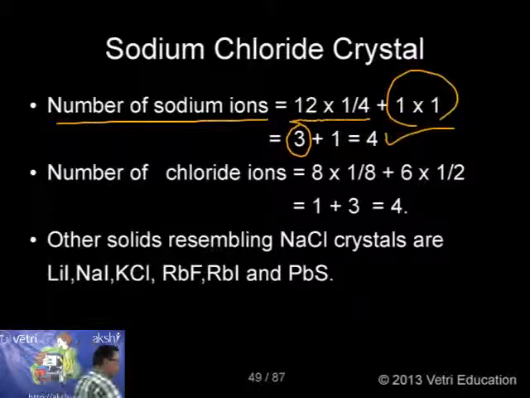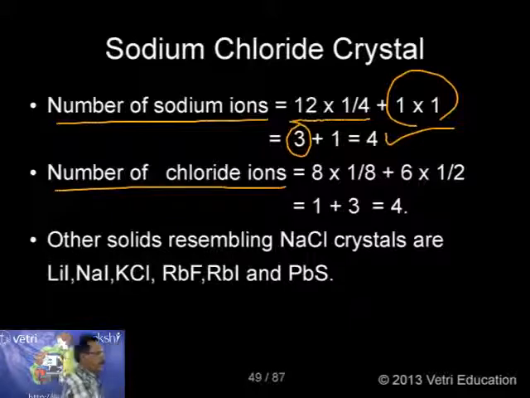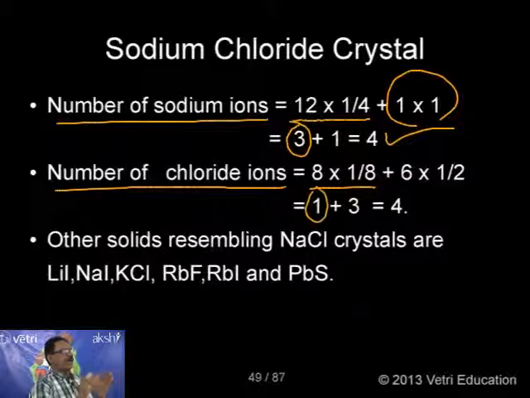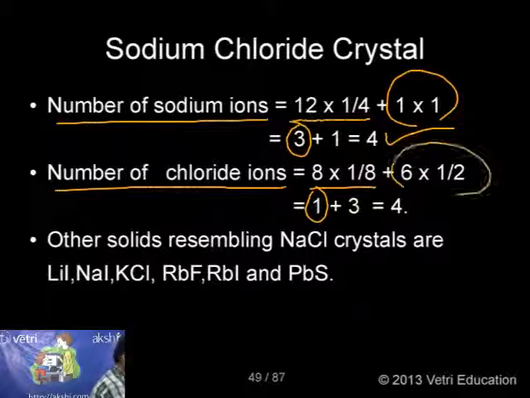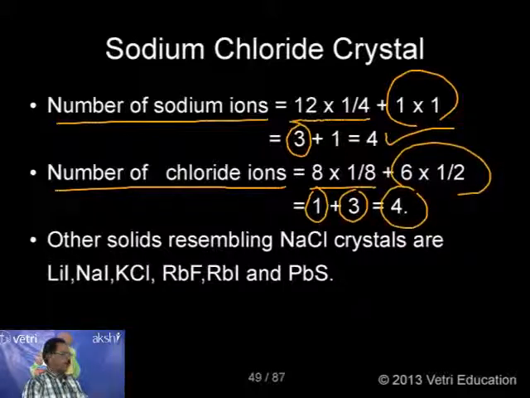The same way, the number of chloride ions in the sodium chloride crystal: there are 8 corners occupied by chlorine. So 8 into 1 by 8, nothing but 1 atom. And there are 6 faces, and each face will be shared by 2, so 6 into a half, 3. So 1 plus 3, 4 atoms. So there are 4 sodium ions and 4 chloride ions. So this is the characteristic of the sodium chloride crystal.